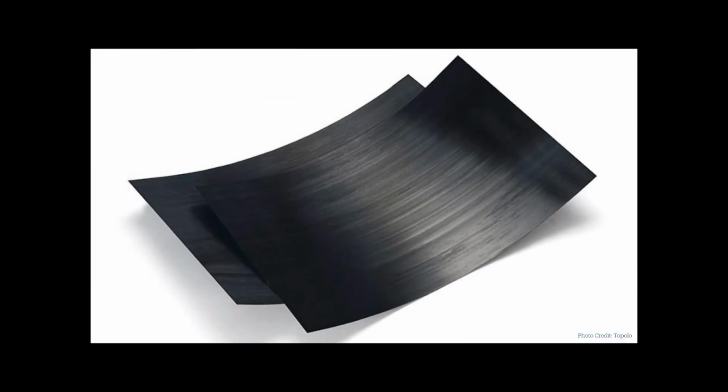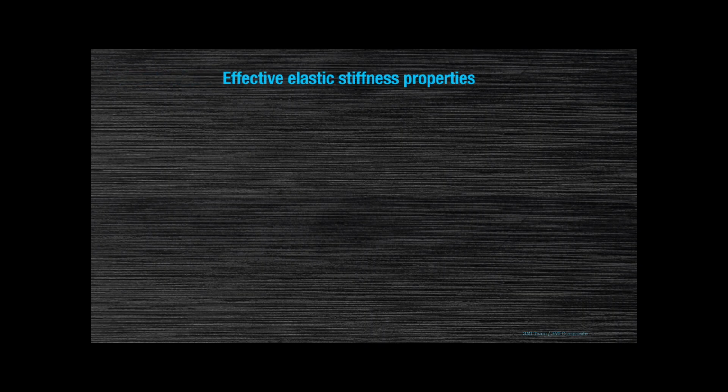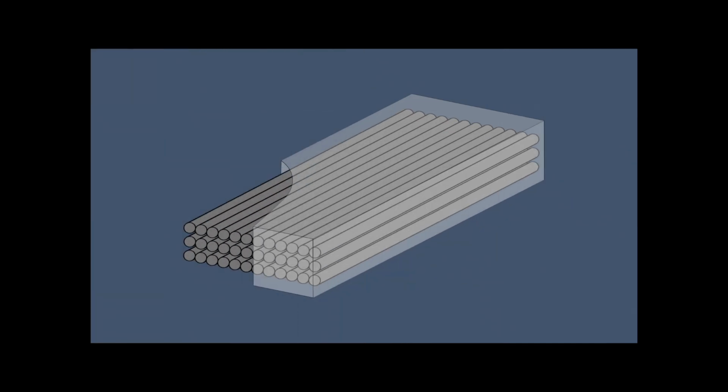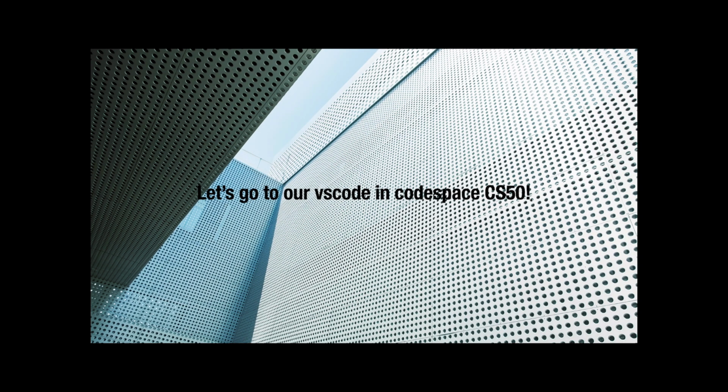Basically, our code can be used to predict the effective elastic stiffness properties of unidirectional fiber reinforced matrix composite materials. Based on the Halpin-Tsai micromechanics method, the effective properties of UD composite material depend on the elastic properties of the constituents, that is, fiber and matrix, which could either be isotropic or transversely isotropic material. Now, the effective properties also depend on the volume fractions of fiber in the composites. Let's see how this works in our code.